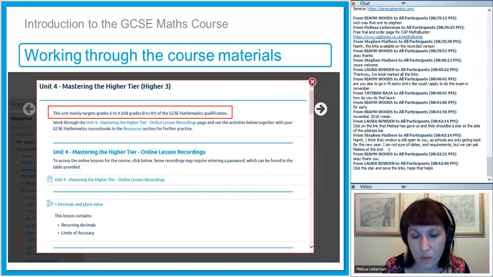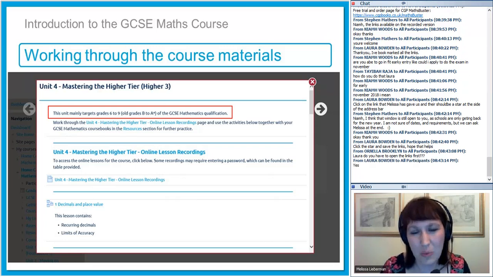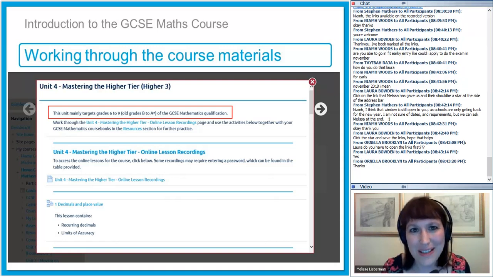And in the same way, just work through. Really, most people will cover 3 units. If you're doing foundation tier, you'll cover units 1, 2, and 3. And if you're doing higher tier, you'll cover units 3, 4, and 5. You can cover some of Unit 1, but if you're aiming for higher tier, Unit 1 will probably be quite easy for you. So it just depends where you're starting from, where you want to end up, and what grade you hope to achieve. Okay.